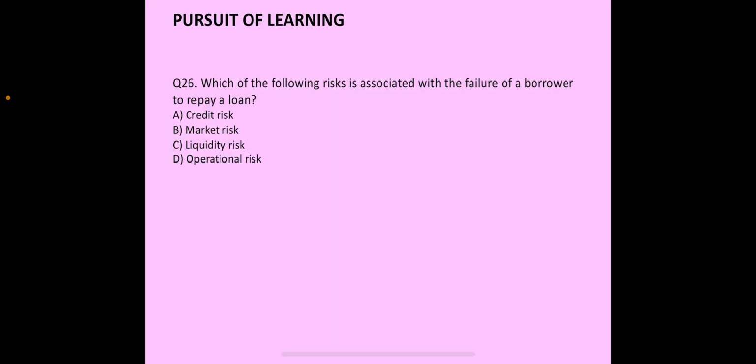Which of the following risks is associated with the failure of a borrower to repay a loan? So the answer is very easy, option A, credit risk. Moving to the next.